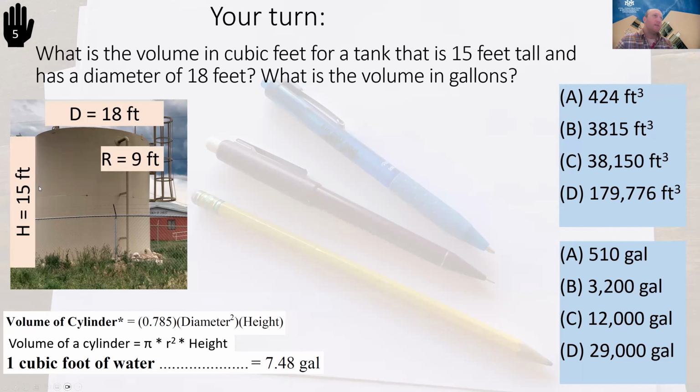Here are my units. I have a height of 15 feet and a diameter of 18, which means my radius is 9 feet. We're going to have multiple choice here, and I'm going to put up this poll. This one has two answers, one for cubic feet and one for gallons. So I'm going to launch this poll. There are two questions in here, so answer these when you've done your calculation. I'll give you a few minutes.